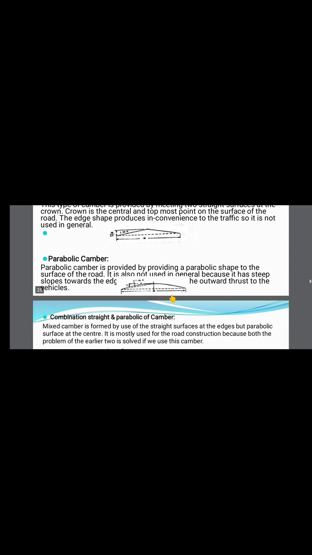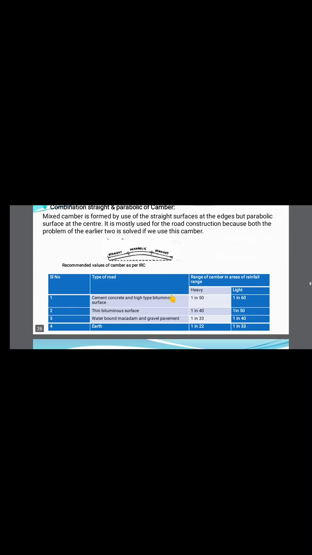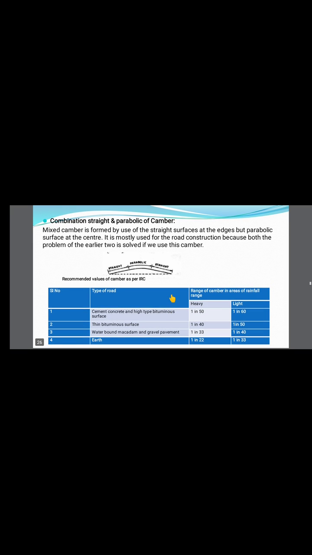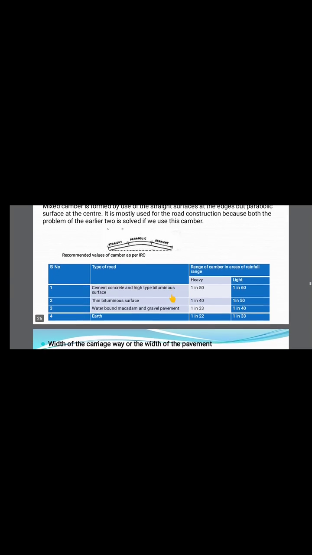And a parabolic camber is in the shape of a parabola, so it is called parabolic camber. A mixed camber is a combination of straight and parabolic. The parabolic portion will be at the center, and a straight portion near the edges. And the ranges of camber, how much camber has to be given for different types and classes of roads, we have studied briefly in a previous video lecture.